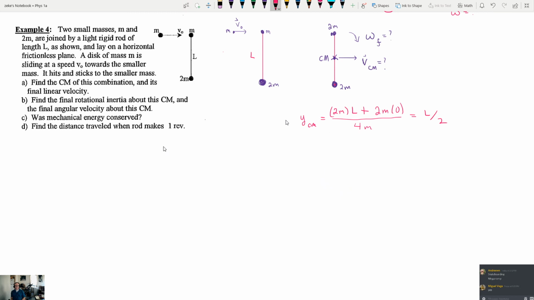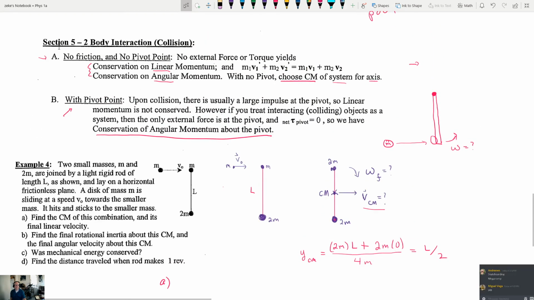Okay, part A said to find the center of mass, we did that, and its final linear velocity. So how are we going to do that? How are we going to find the velocity of the center of mass right here? Well, this is a situation where we have a horizontal frictionless plane, and we have no pivot point. There's no rigid pivot point, that is to say, no fixed rigid pivot point about which the system would rotate. If there was, then this mass would hit the top mass and they would just rotate around in a circle around a fixed pivot. But there is no pivot.